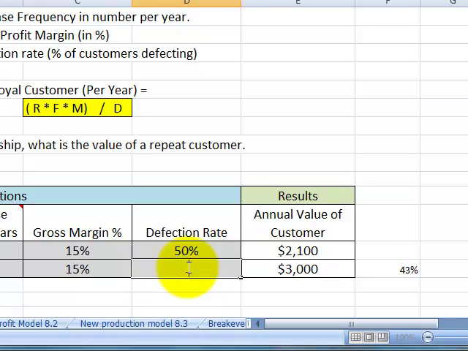Defection rate. And it allows you to say things like, well, gee, for each 1% improvement in defection rate, I can improve the value of the customer. It's worth $43 per year or so.